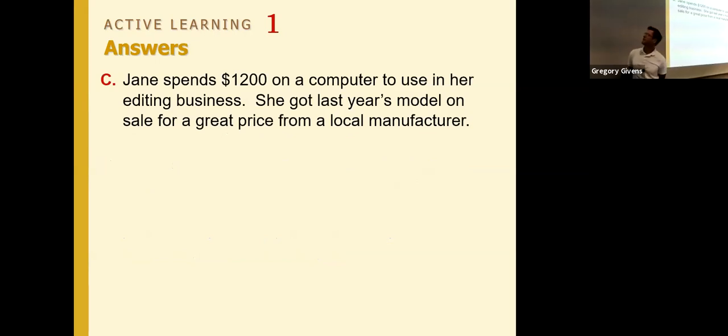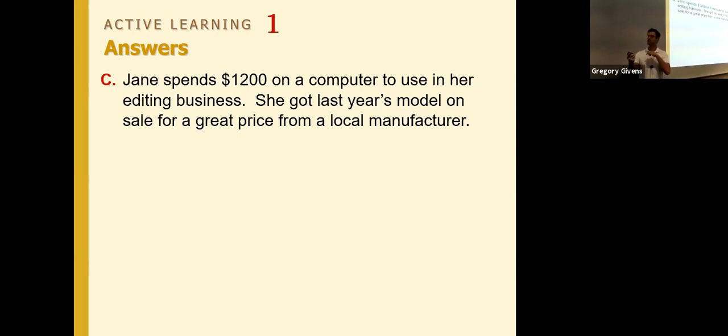How about C? Jane spends $1,200 on a computer to use in her editing business. She got last year's model on sale for a great price from a local manufacturer. What is the impact on GDP in this example? Again, what type of good is it? Is it a consumption good, an investment good, or a government spending good? It's an investment good, right? It's a computer to use in her editing business. Remember how we define investment. These are goods that are used to produce future goods. But she got last year's model on sale. So it's a used good.